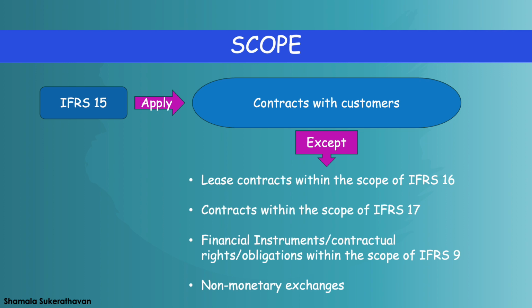An example given in IFRS 15 is a contract between oil companies that agree to an exchange of oil to fulfill demand from their customers in different specified locations on a timely basis.